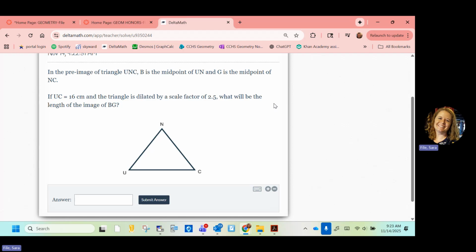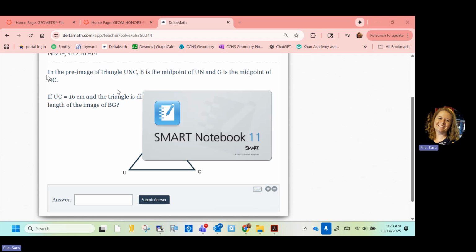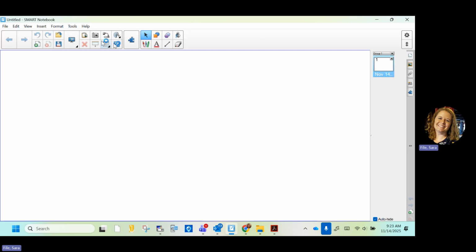Okay, they gave you the basic outline of the triangle. They gave you triangle UNC, but there's a lot of information that's not marked and labeled in here that it would make it easier on yourself if you would mark it. So I'm going to put it into the smartboard so I can write on it. Okay, and you had scratch paper you could have drawn this onto.